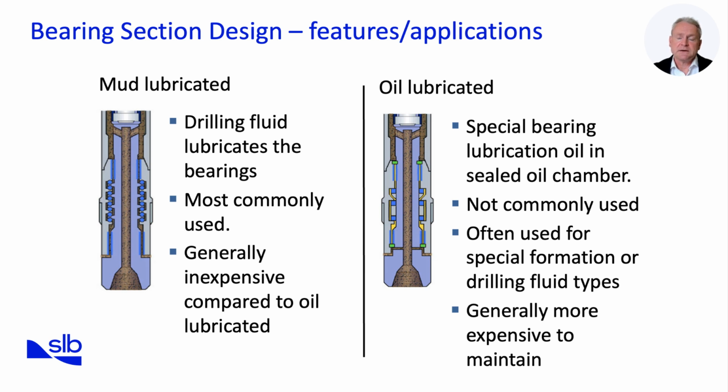Oil lubricated bearings, on the other hand, use a sealed oil chamber to isolate the bearing surfaces from drilling fluid. This system reduces wear and erosion dramatically, making it suitable for highly abrasive formations or sensitive drilling fluids. The trade-off is cost. Oil lubricated designs are more expensive to manufacture and maintain, and they often require special servicing. While they are not commonly used, their reliability in extreme environments justifies their application in high-value wells where downtime is costly.